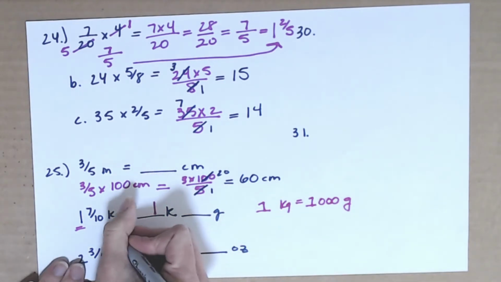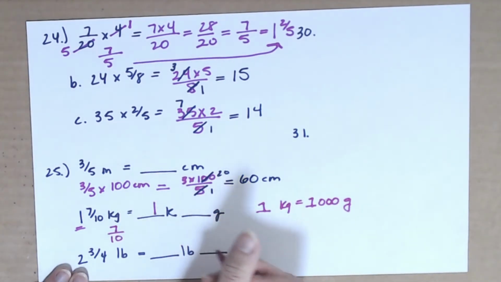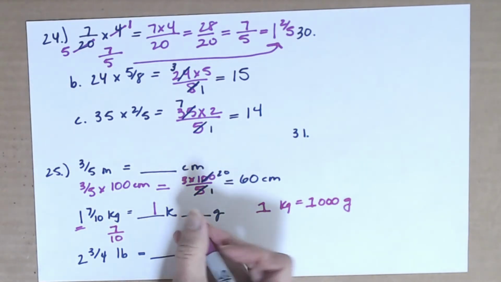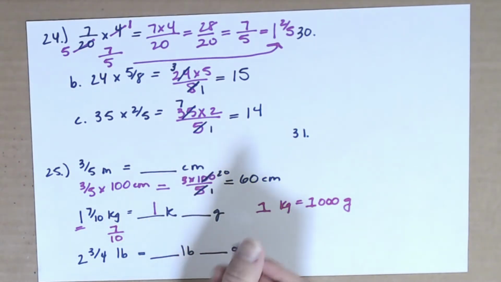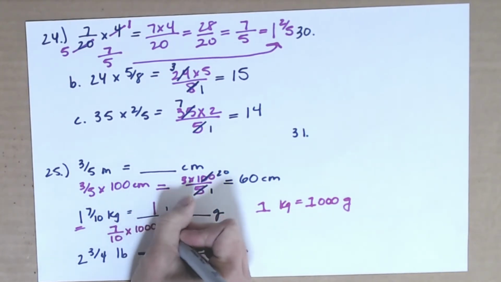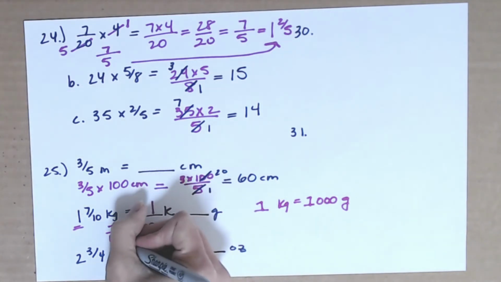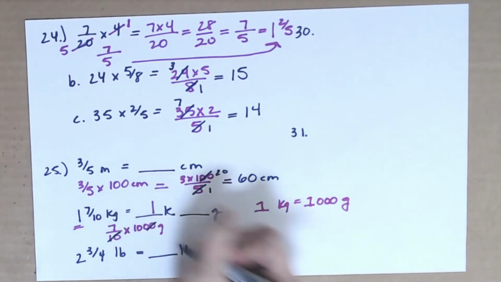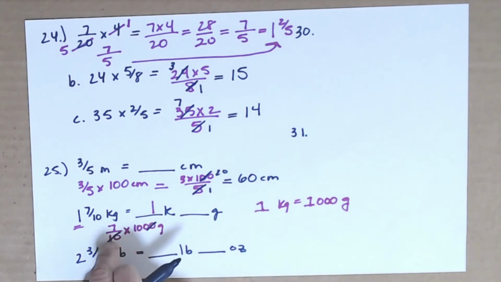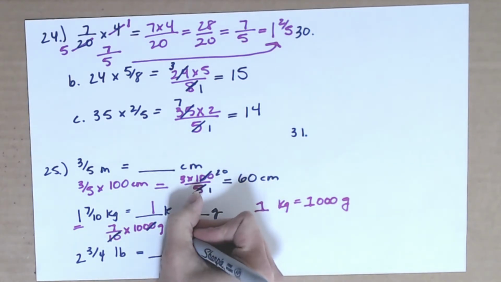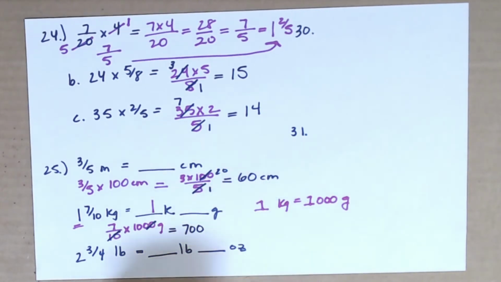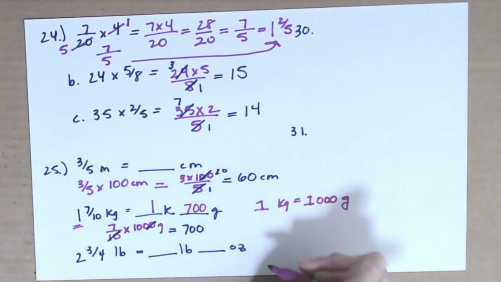So to convert 7/10 kilograms to grams, we say 7/10 times, or of, 1,000 grams. 7/10 of a kilogram is 7/10 of 1,000 grams. So now we can simplify before we multiply. We can divide by 10, a number in the numerator and denominator, and we get 7 times 100, or 700. So 7/10 kilograms is 700 grams.